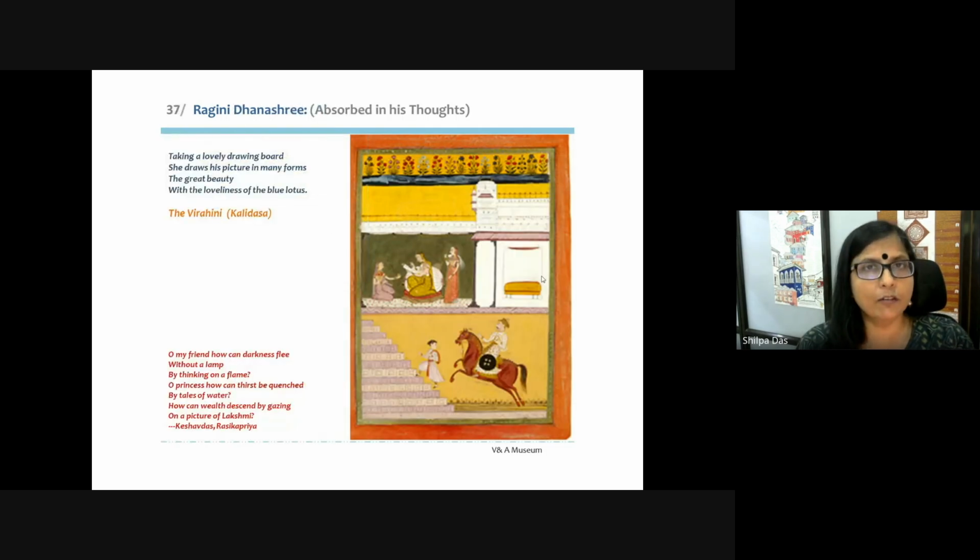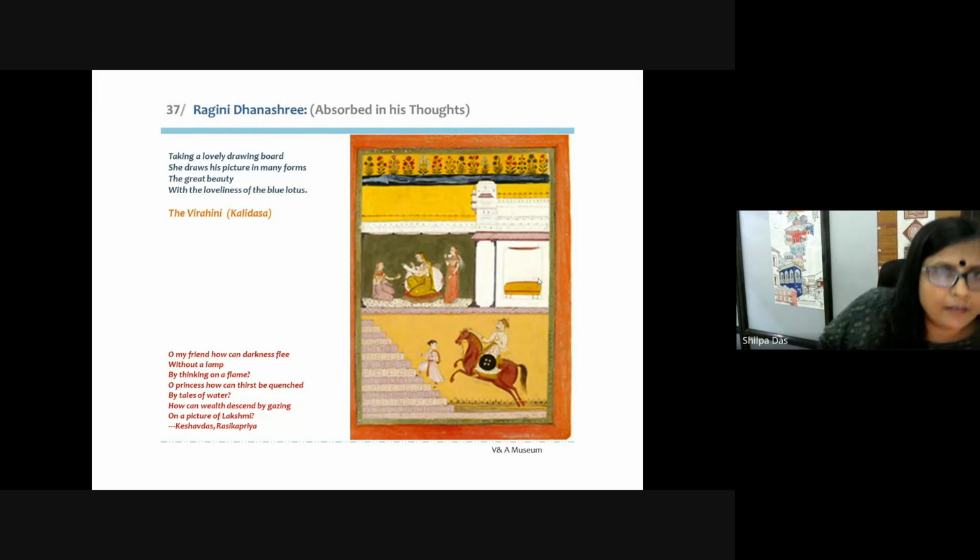And this again is one of my favorites, Ragini Dhanashri, the last one I talk about. And Dhanashri is all about being absorbed in thoughts of her absent beloved. So, what is the iconography? That she's holding this lovely drawing board, she's sketching or drawing or painting his picture. This is obviously much before photography came around. And she's trying to draw, and then she looks at that sketch in order to remember her beloved.